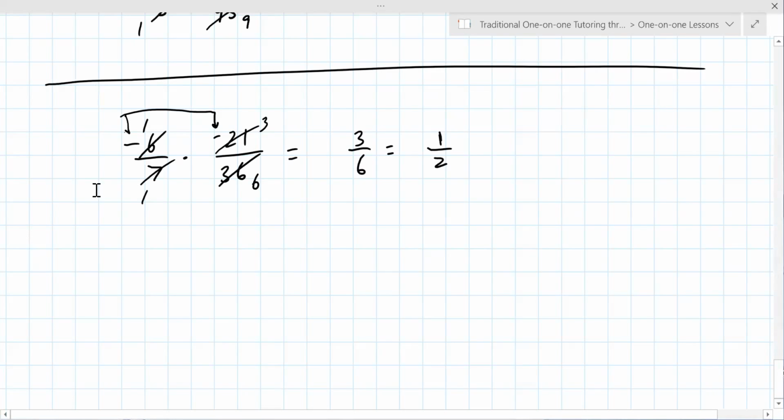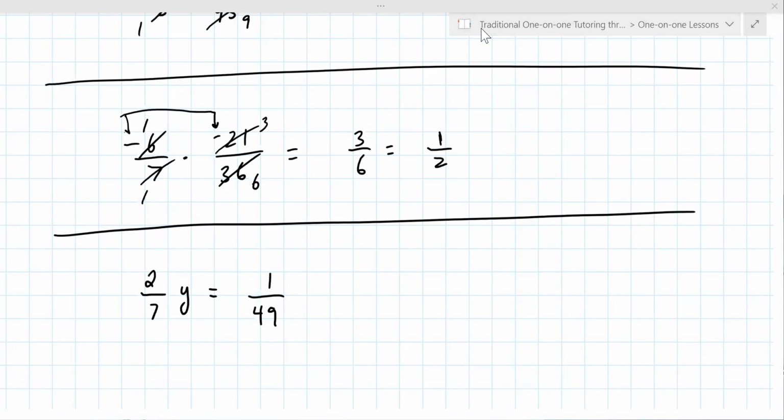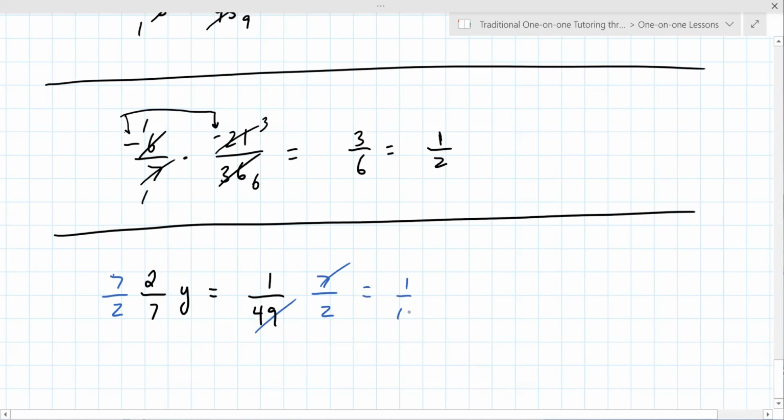All right, so let's try a couple more of these equations. So let's go 2 over 7y equals 1 over 49. Okay. What is the reciprocal of the left side? Hold up. 2 times 7 is 14. It's 1 over 14. It is 1 over 14. You got it. Cool.